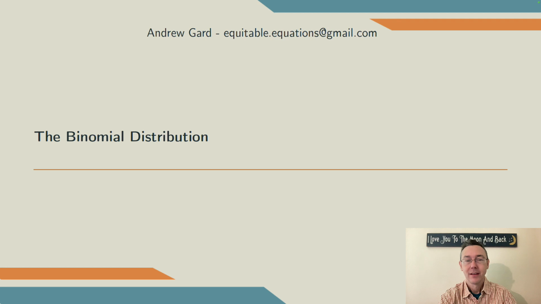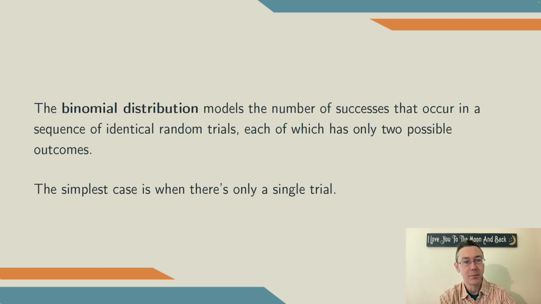Hey everybody. Today we're talking about the binomial distribution, which models the number of successes that occur in a sequence of identical random trials, each of which has only two possible outcomes. The simplest case is where you're only doing one trial, so let's get into that first to try and understand what's going on here a little bit better.